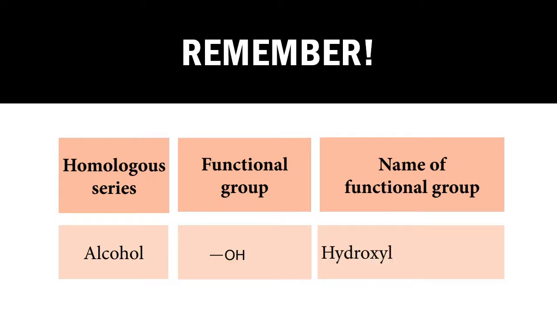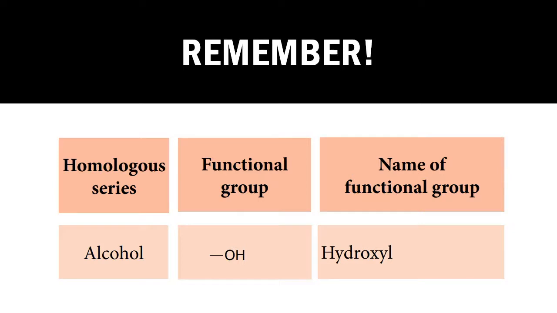So you have to remember the speciality, the difference between this homologous series and other homologous series that we have learned. For your information, because alcohol consists of oxygen, it is considered a non-hydrocarbon.